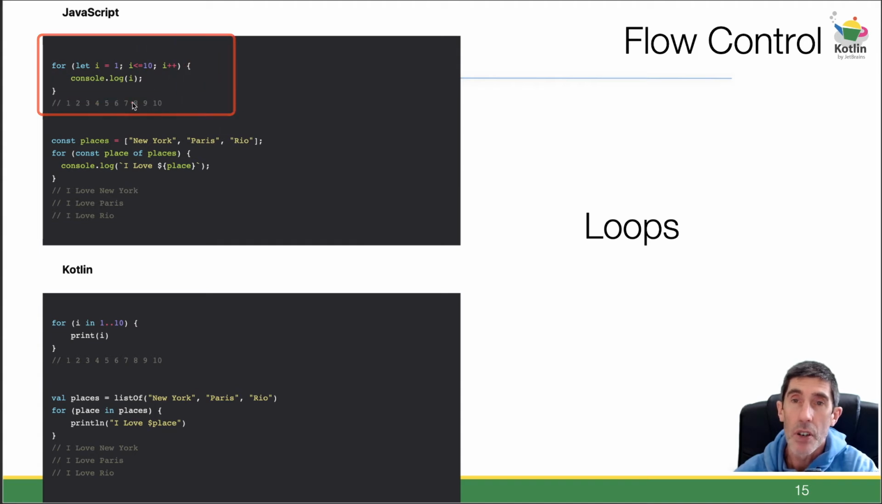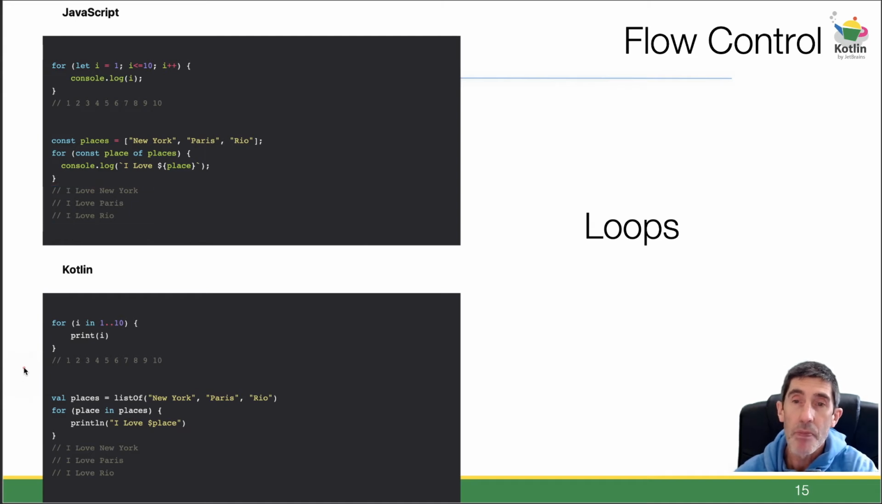So there's our for let i is assigned 1, just printing out 1 to 10. Another example here, we have our const places, a little JavaScript array of strings, just 3 different places there. And then we can say for const place of places, we can just print that out. There we are using our string interpolation, getting at the individual value to print it out, I love whatever. So that's what we'll actually get printed to the screen.